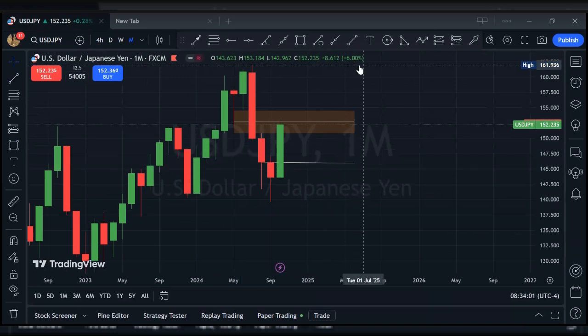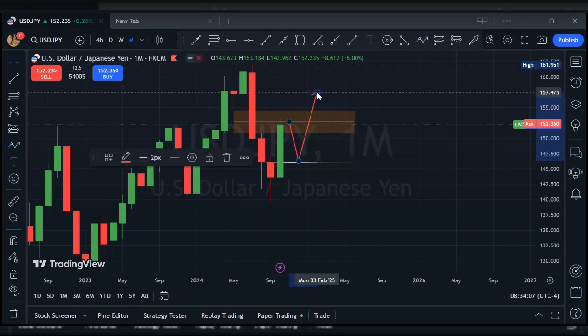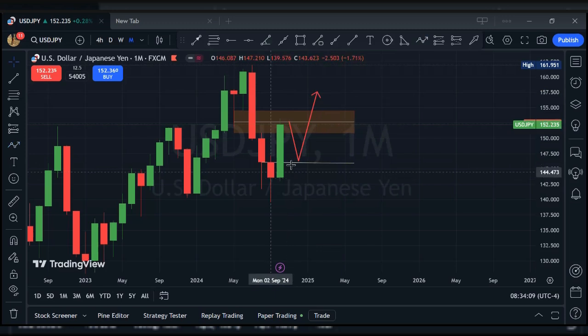We could get a retracement all the way to here if NFP comes out negative. Yeah, but still, that doesn't mean that we are not looking for sales. I mean, we are looking for sales the whole month. We're looking for buys, yeah? But this is what I have for USDJPY.